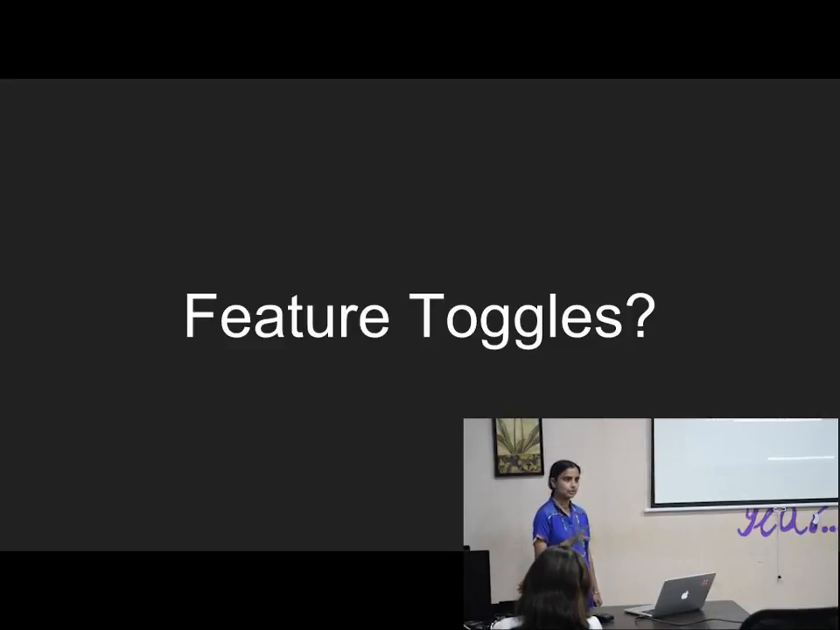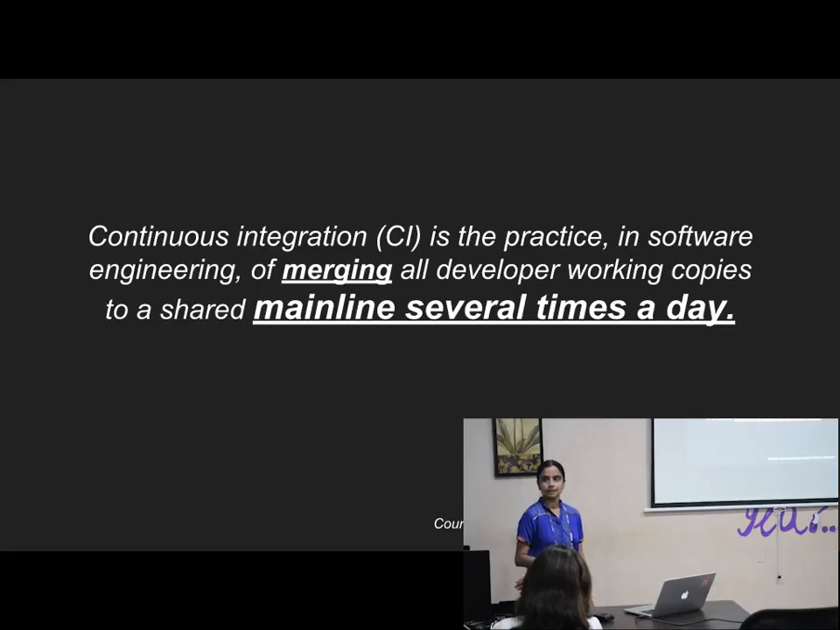Okay, so before we jump on to feature toggles, the topic was feature toggles and continuous integration. So let's read the definition of continuous integration. Spend a minute and read it, and then let's understand it better, and especially give focus to the words I've underlined. There are two or three things underlined. One is merging, another one is mainline. How many of you are familiar with feature branching?